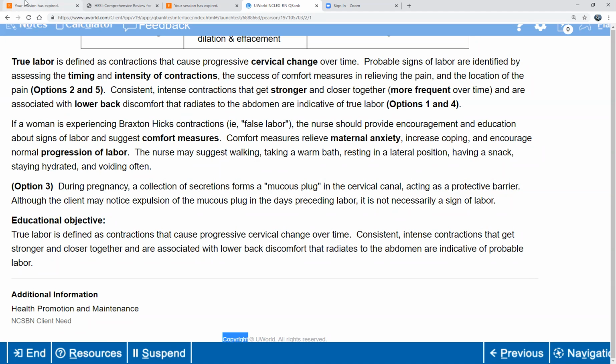You can lose your mucus plug several days before labor. It's not necessarily a sign of labor. A lot of times people will lose it, but they don't actually go into labor. And then they're just going to check you out, make sure you're not at any risk.